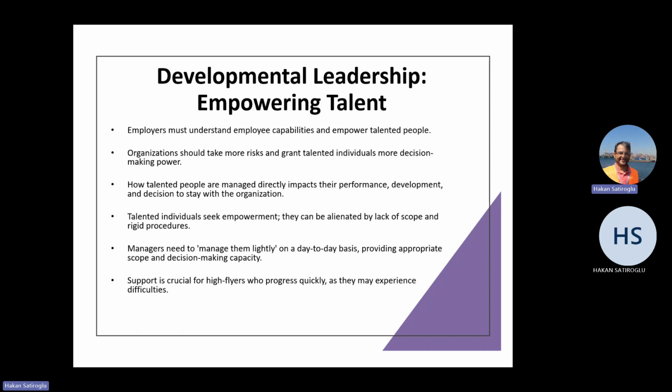And next slide is about developmental leadership, empowering talent. This is called action for every leader. Move beyond managing to empowering. Talented individuals thrive on autonomy and impact. Your ability to create environments that provide scope, decision-making authority, and support, even for high flyers, will unlock their full potential. So you need to create some kind of system, which should be robust, transparent, and fair.